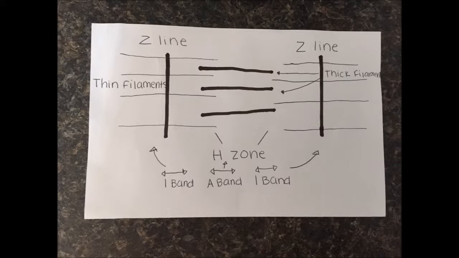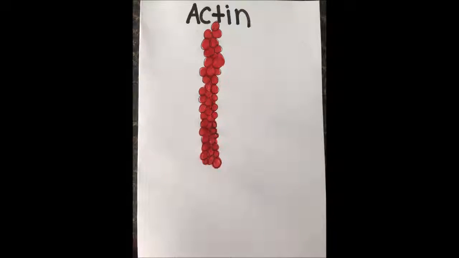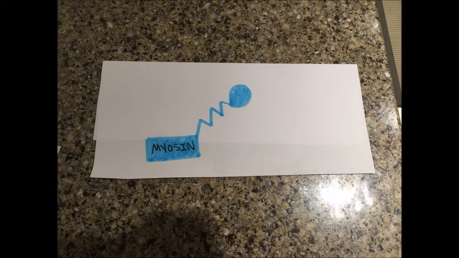Next, we have a sarcomere, which is the functional unit of the myofibril, divided into I, A, and H bands. Another structure is actin, which is a thin, contractile protein filament containing active or binding sites. Next is myosin, a thick, contractile protein filament with protrusions known as myosin heads.